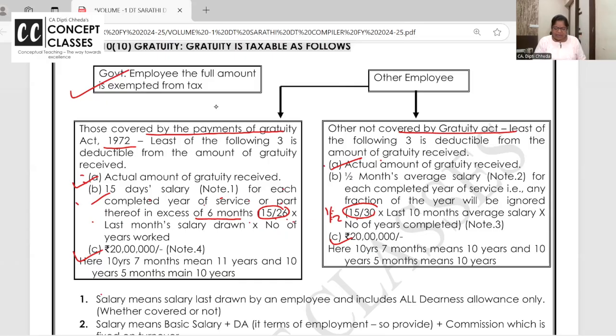So you are taking the fractions. 10 years and 7 months, 11 years ka salary de do, half month ka. 10 years and 5 months, 10 years. Here 10 years and 7 months also 10 years, 10 years and 5 also 10 years. So here they are ignoring the fraction. And here you are taking last salary drawn. Here you are taking average of the last 10 months, that too ignoring the last month.